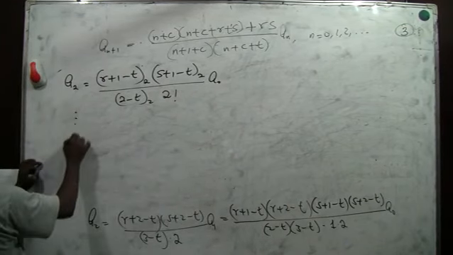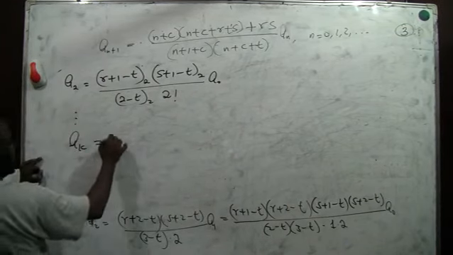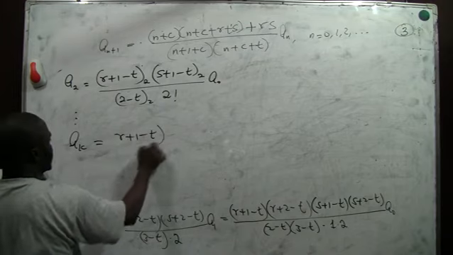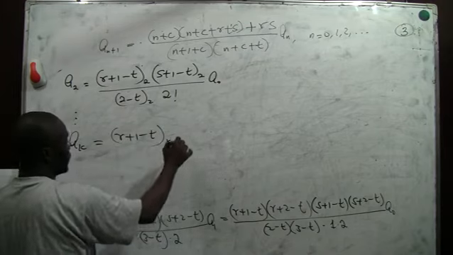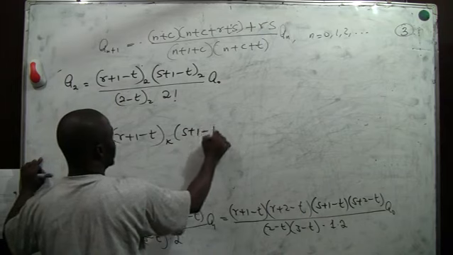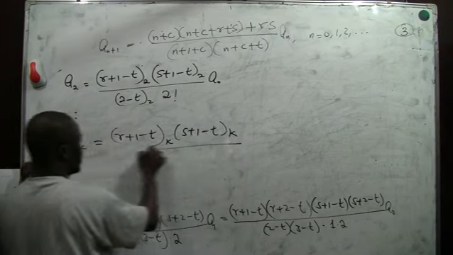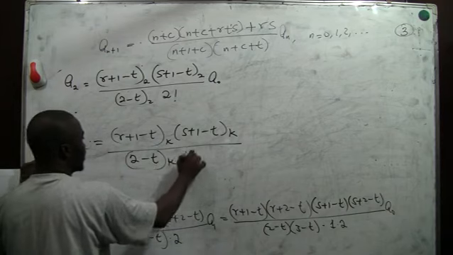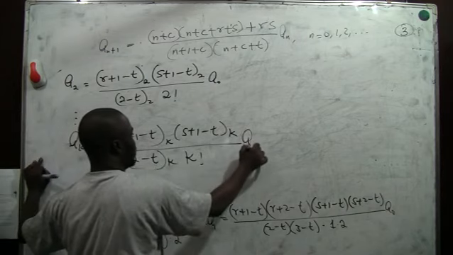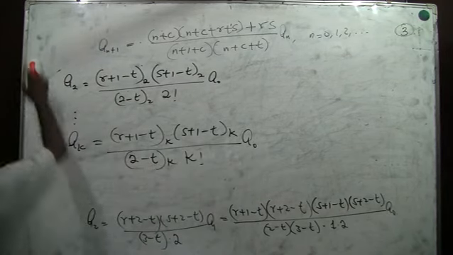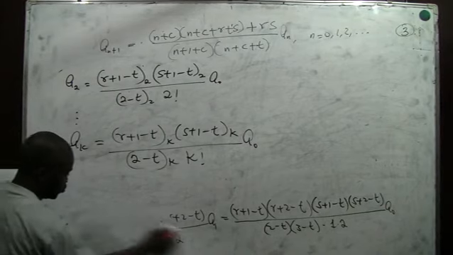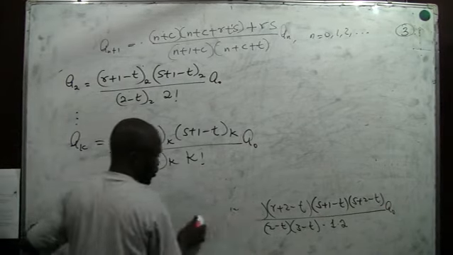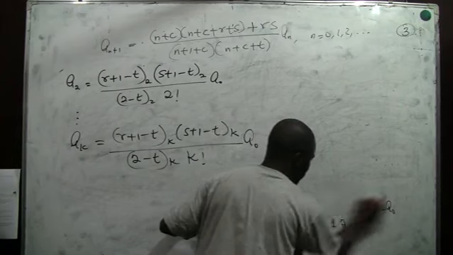that if we continue, this becomes a k equals (r plus 1 minus t sub k), (s plus 1 minus t sub k) divided by (2 minus t sub k), k factorial a naught. We now go back to equation 2, which was our trial solution.